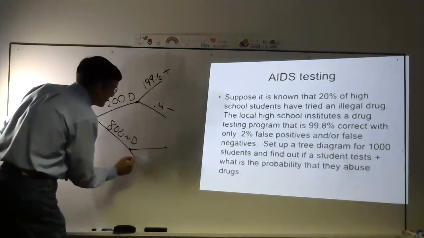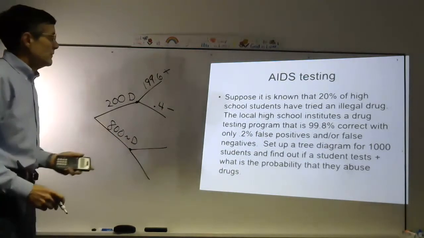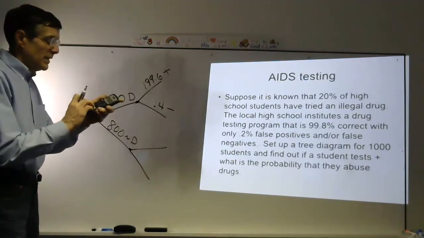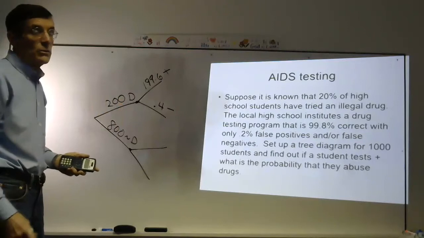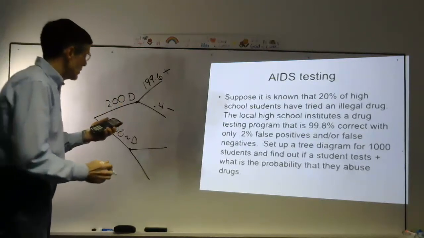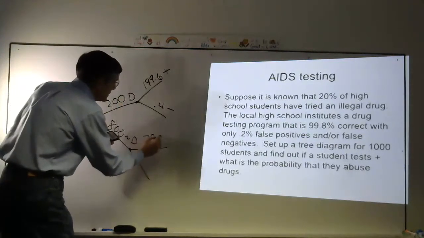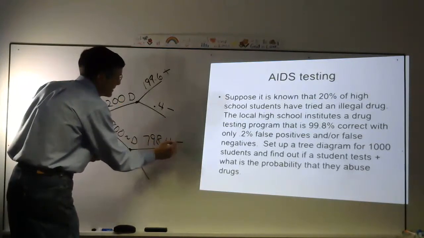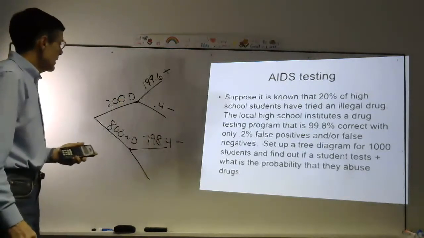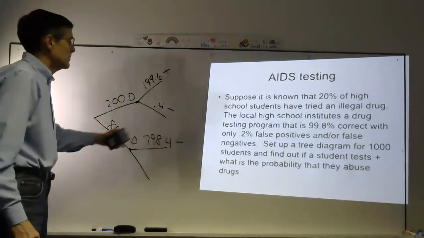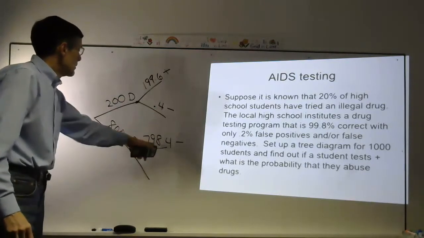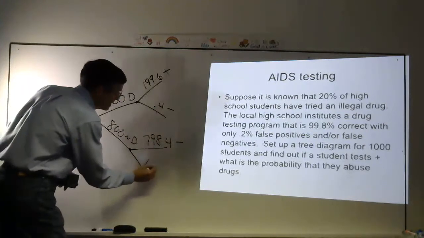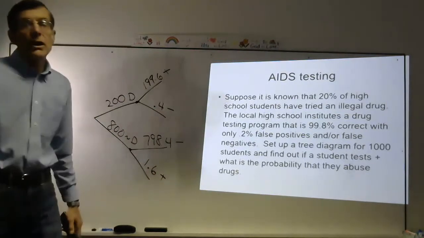This branch, for the ones that don't do drugs. If you have 800 that don't, so 800 times 0.998, shouldn't that give us the ones that test negative because they don't do drugs, which is 798.4. Don't do drugs, so they're going to test negative. And I can either multiply this times 0.002, or I can subtract that off of 800, which I think is 1.6, should be a false positive.